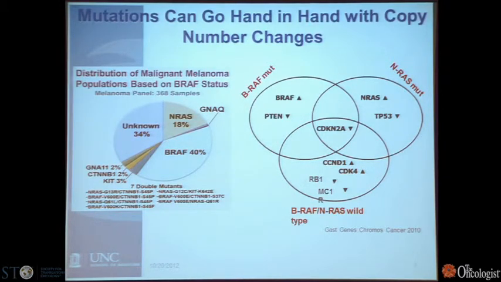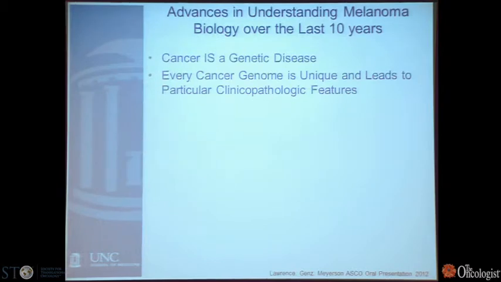And also you can have loss in other components of the cell cycle machinery. So again, we presume and we operate on the basis that cancer is a genetic disease, and every cancer genome has its own way of being dysfunctional.